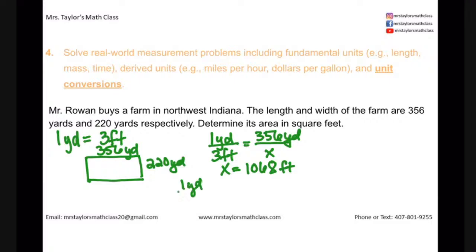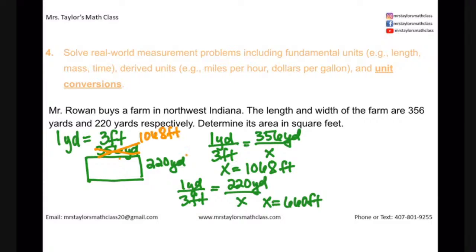Then I'm going to convert the other one. So 1 yard, 3 feet, and over 220 yards, and then we don't know. So again, I'm going to multiply this, and I'm going to get 660 feet. Okay, so now at this point I have changed each one of these. It's no longer 356, it is going to be 1068 feet. It's no longer 220 yards, it's going to be 660 feet.